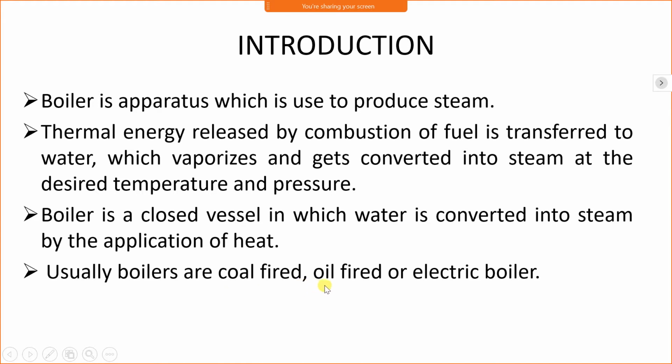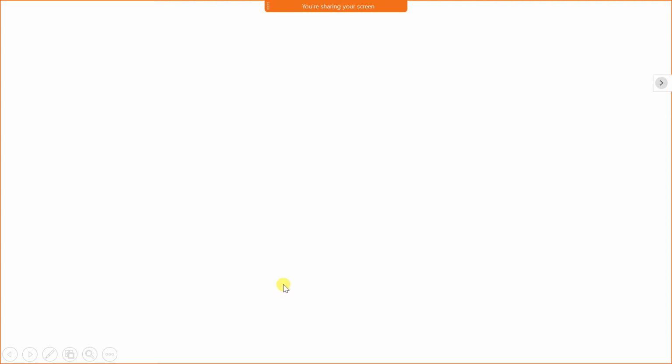Usually boilers are coal fired, oil fired and electric boilers. In most of the industry, oil fired or electric boilers are used, but in the power plant it is coal fired. It is called a thermal power plant, where coal is used as a fuel, and water is converted into steam. It is called a thermal power plant or a steam power plant or the coal fired power plant.